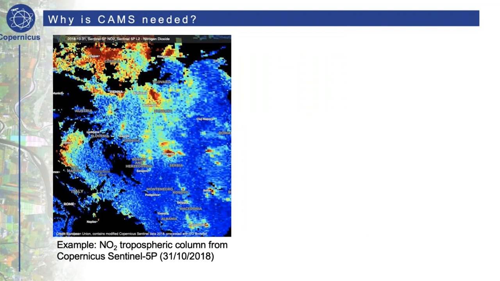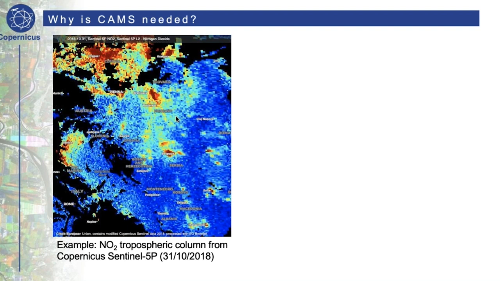So one question we have to raise is why do we need something like CAMS? Why do we need a service which takes in satellite data and provides additional information? This is an example showing nitrogen dioxide tropospheric columns observed by the Copernicus Sentinel-5P or TROPOMI satellite. This is an example from October 2018, and we're looking at, in the blues, greens, and reds, the NO2 values. But in black, we have regions where there are no observations.